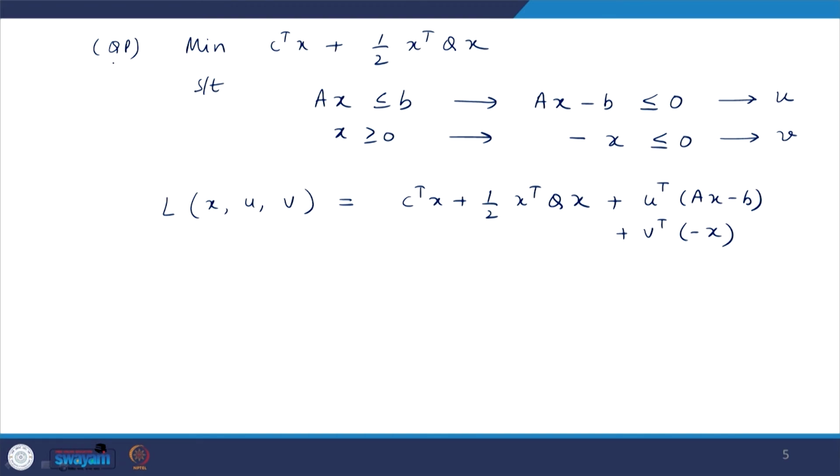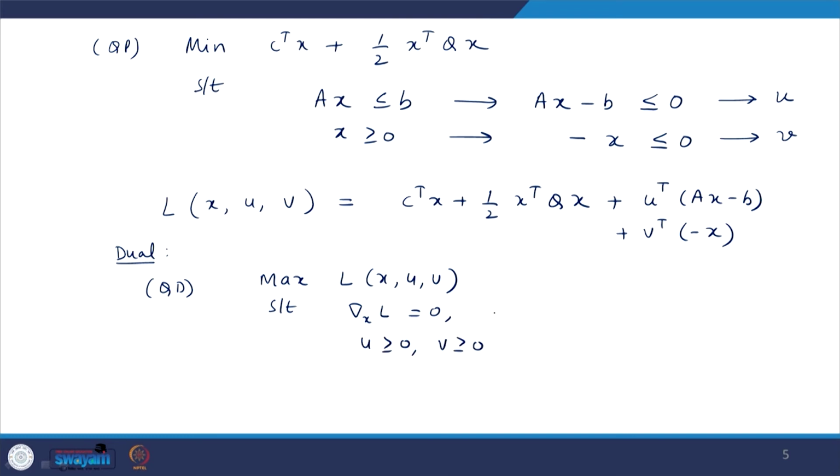Now, how can we write a dual of this problem? The dual of this problem, QD, will be maximization of L(x, u, v) subject to gradient with respect to x of L equal to 0, and u greater than or equal to 0 and v greater than or equal to 0. As we have already discussed, the Wolfe dual of a given nonlinear problem is nothing but maximizing the Lagrange function subject to the gradient with respect to x of L being 0 and the Lagrange multipliers being non-negative.